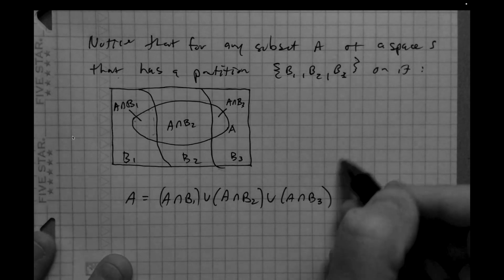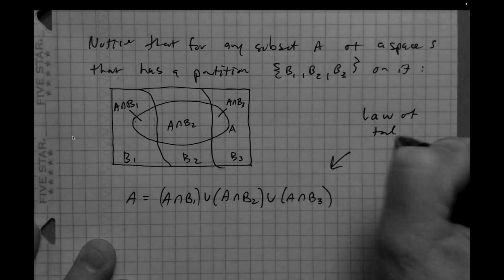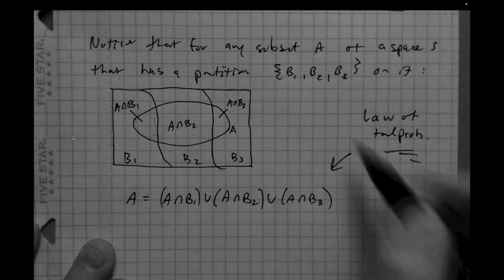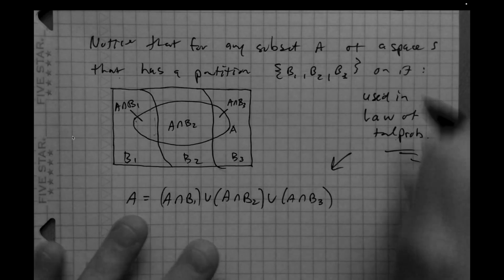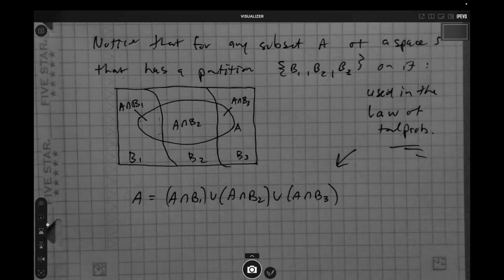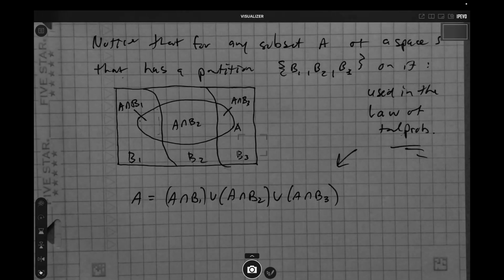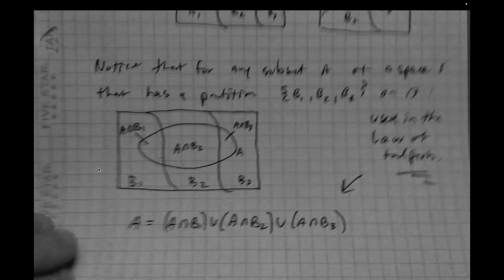Okay, and so this idea will be used in the law of total probability. This isn't the law of total probability, but it's used in the law of total probability. So it's nice to spend a minute drawing it out and making sure that you can visually see it. Okay, all right. So with that, let's go ahead and state the law of total probability next. It's a pretty straightforward theorem once you have that picture in mind.